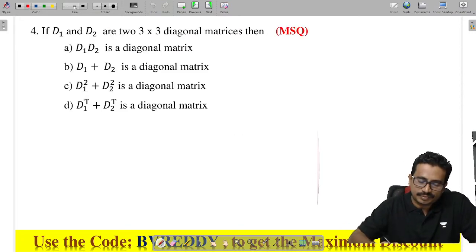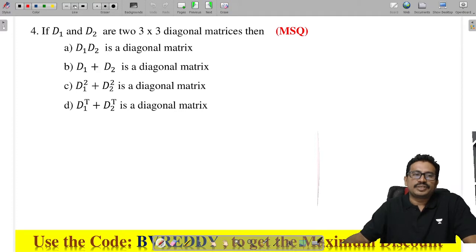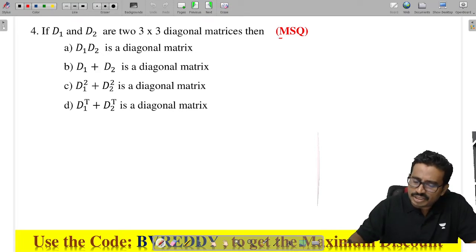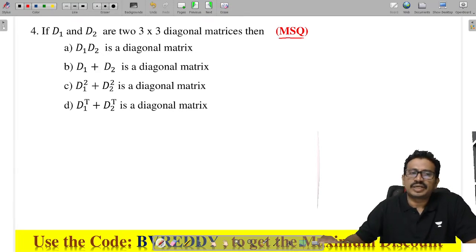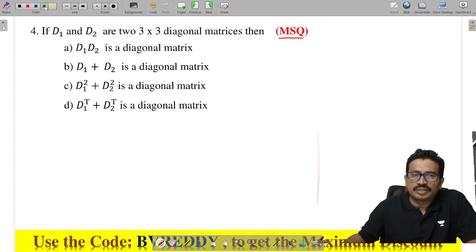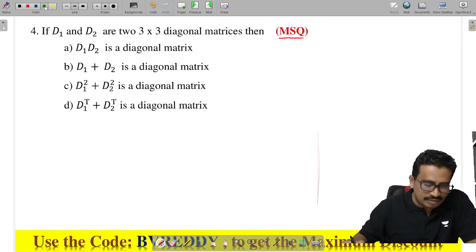Next, you can see the next problem. D1 and D2 are diagonal matrices, and they have given this as an MSQ, multi select question. D1, D2 are the diagonal matrices. And what are the diagonal matrices? First of all, you tell me.